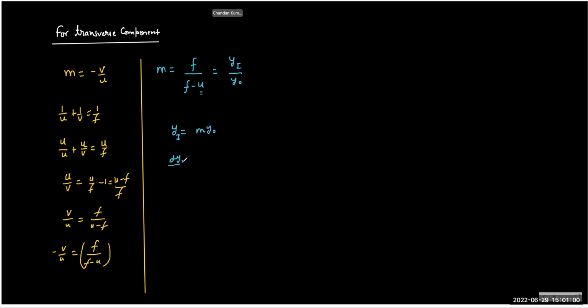So the transverse component of image velocity is d by dt of m y naught. You cannot just take m outside. m is not a constant. m is a variable because as u will change, m will change. So this you can write as y naught dm by dt plus m dy by dt.